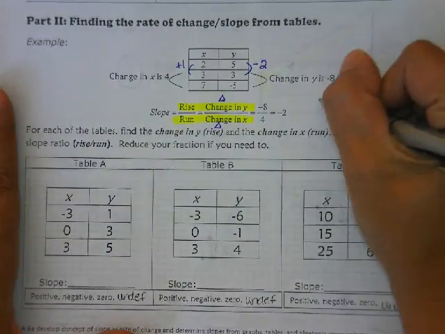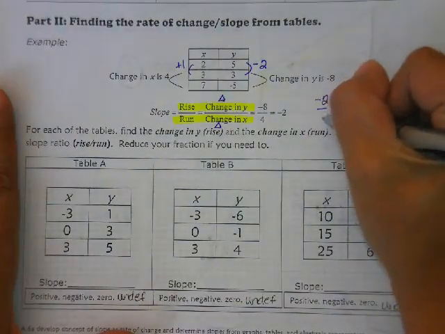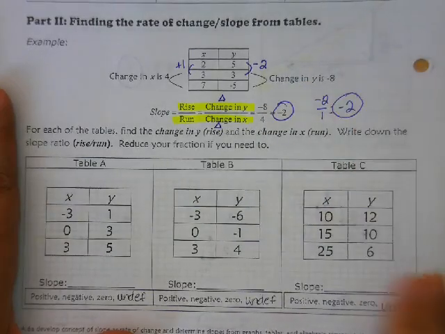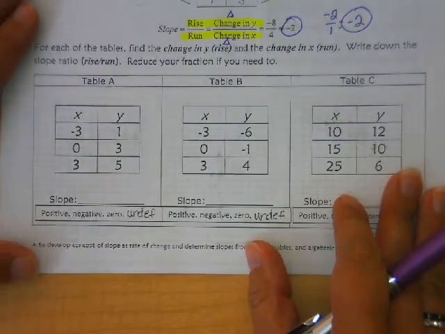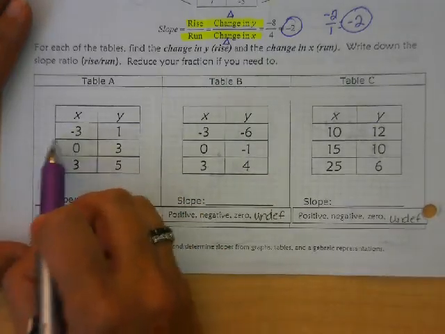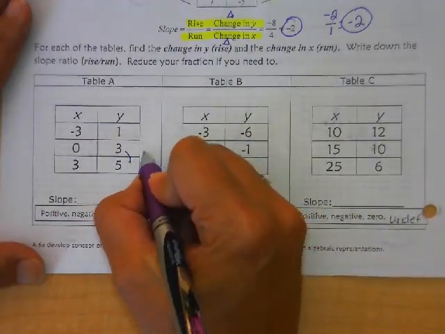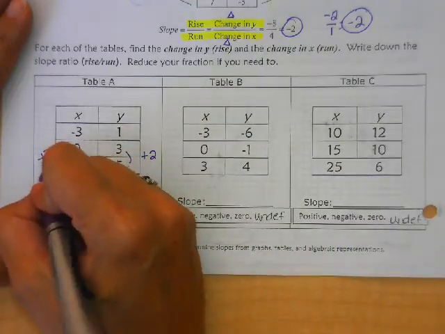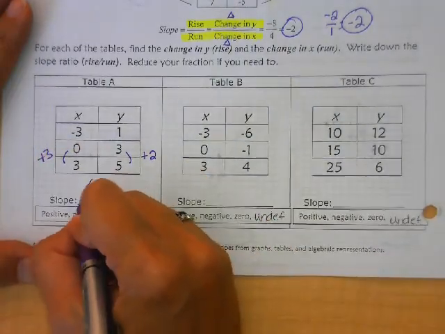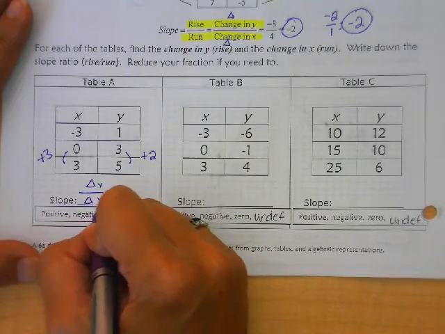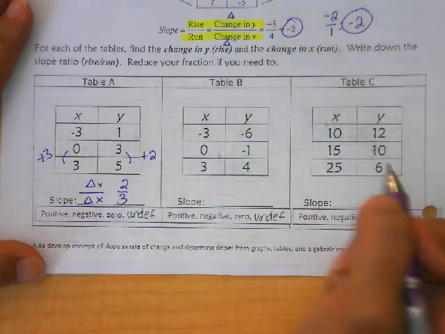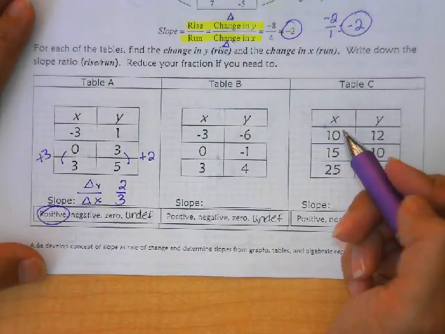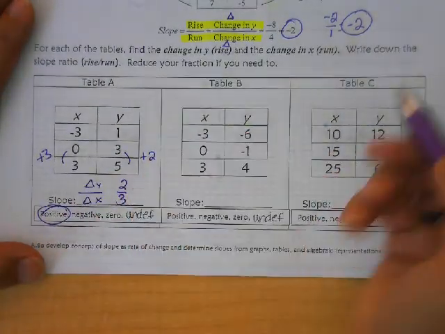So if I wrote change in y over change in x, negative 2, they chose 2 points. They got the same thing because remember, rate of change is constant. So I don't really like this negative here, so I'm going to go between these two. 3 to 5 is plus 2. 0 to 3 is plus 3. So remember, y over x, so 2 over 3, and that is a positive slope. If we were to graph this line, it would go up from left to right.